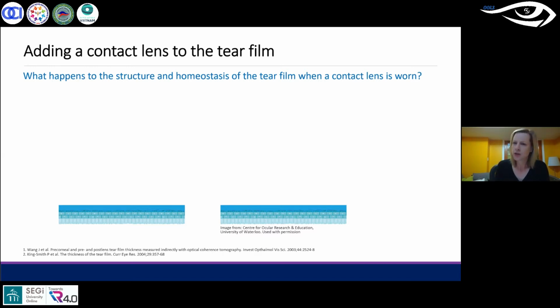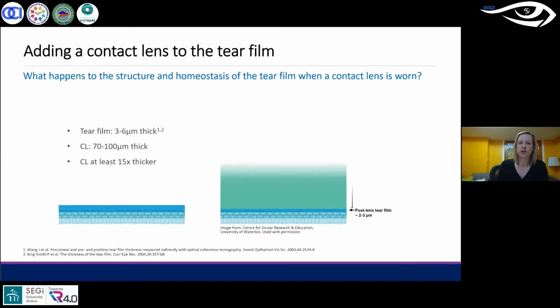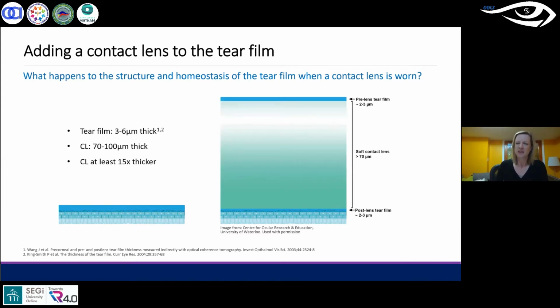Well, what happens when we put a contact lens in? Let me show you. Now, that greeny turquoise large element that just rose up there is meant to represent the contact lens. Now, that looks extraordinary, doesn't it? But we need to break this down because that's kind of what's happening. The tear film in an eye with no contact lens in, the normal eye, is about, in the center of the tear film, we think 3 to 6 micrometers thick, microns thick, as in it's very, very thin.